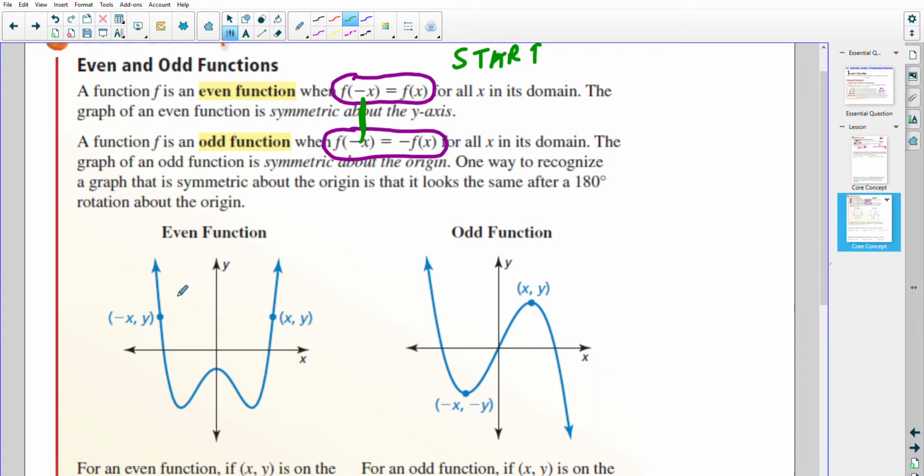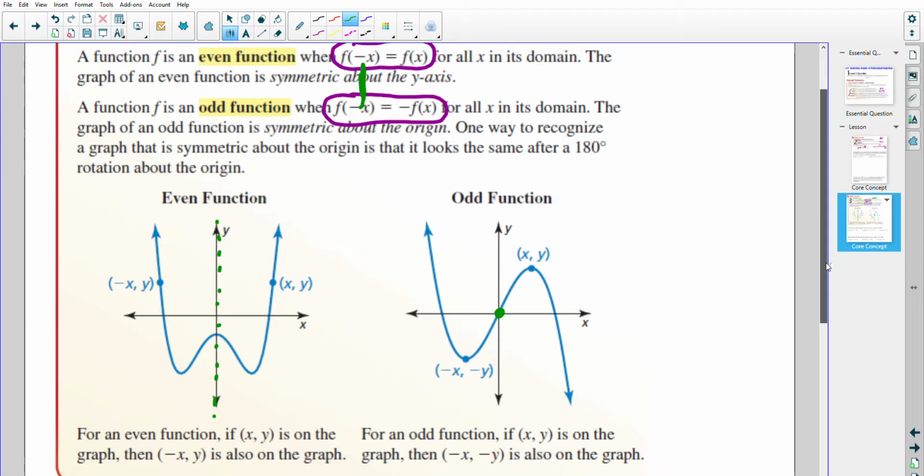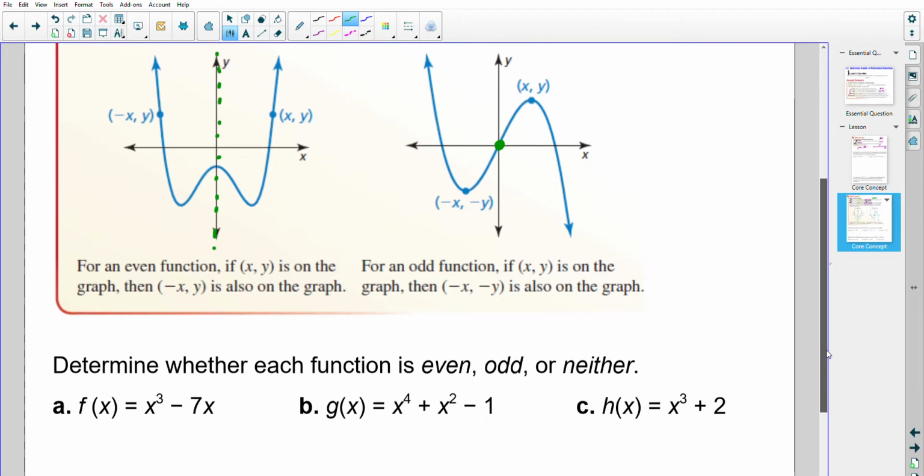So this is an even function. Notice that it's symmetric about the y-axis. If you put in a negative x, you get the same y as a positive x. This is symmetric about the origin. If you put in negative x, you get negative y. Also, you can get this by rotating it 180 degrees. Different way to think about it.